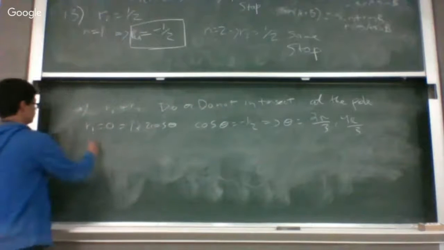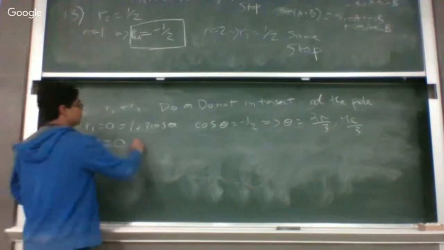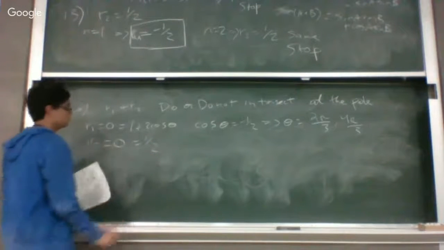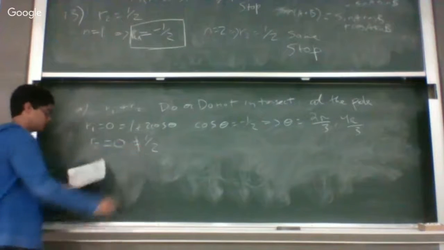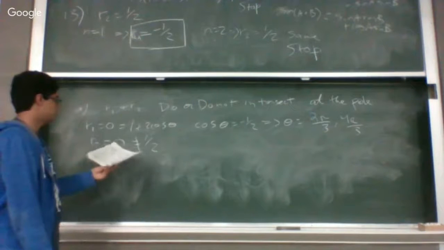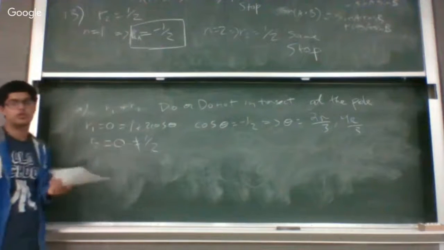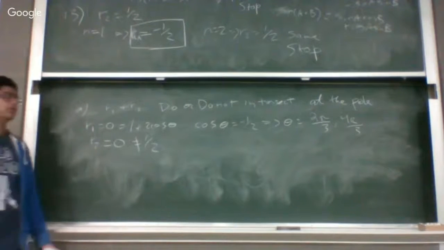And r2 equal to 0 would be equal to 1/2. Since that is not possible, r2 never actually goes to the pole, so they do not intersect.